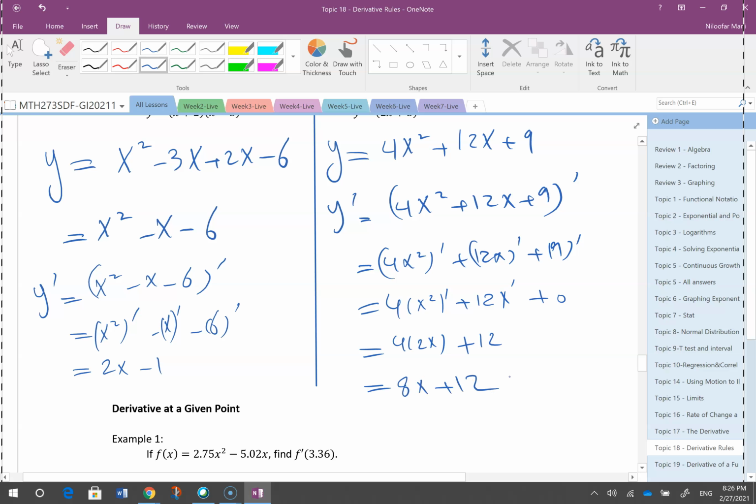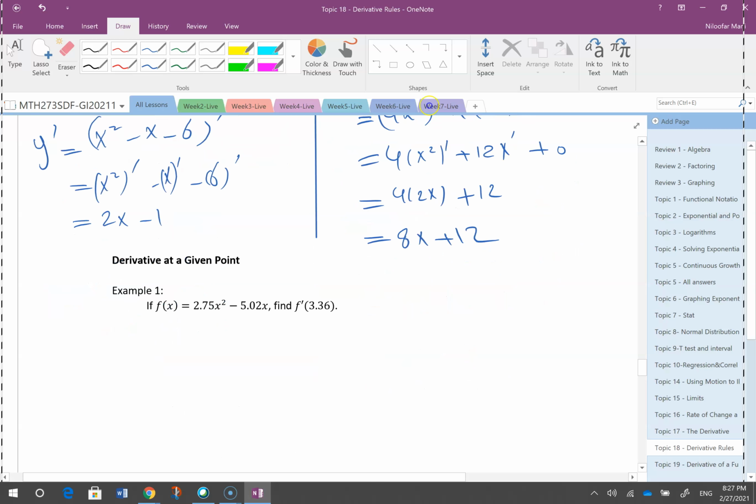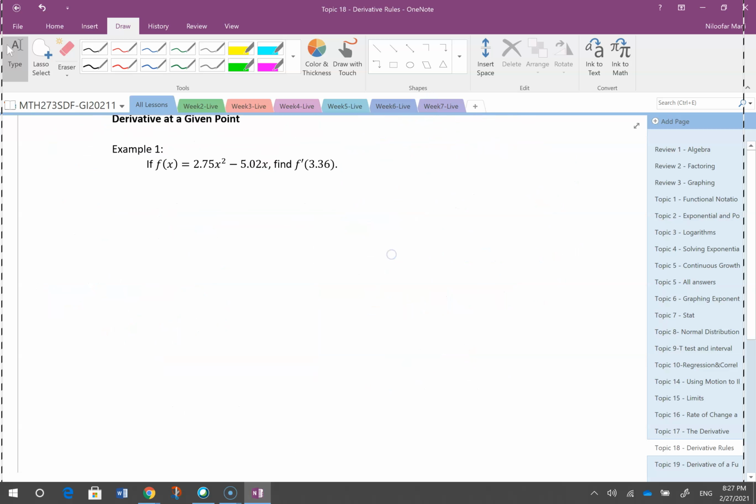That's the derivative. So how about this here? I give you a function and then I say what is derivative at this point. What is the derivative at this point? So you can find the answer. How? You find the derivative and then substitute that point.